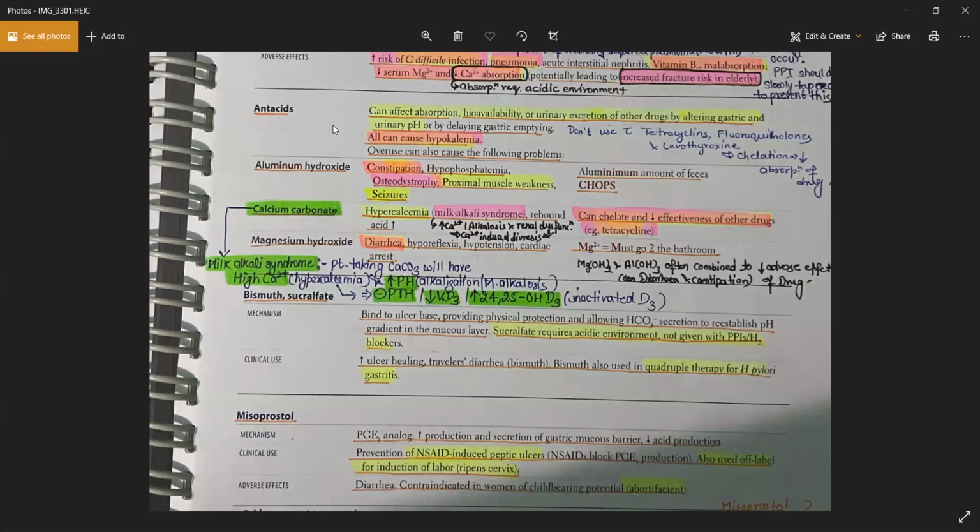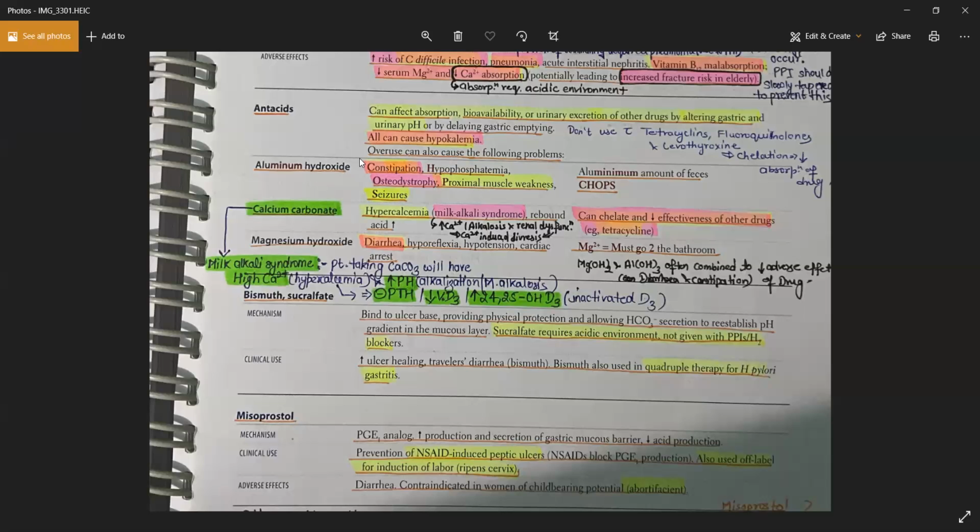Okay. For the side effects, they all can decrease the absorption of other ions or other drugs. We will discuss that soon. Don't worry. The bioavailability of the drugs and the excretion of other drugs are affected by interfering with the gastric pH and the urinary pH, right? So for the aluminum hydroxide, the side effects include constipation, very important. Hypophosphatemia, osteodystrophy could happen, and paroxysmal muscle weakness. You can forget all of these, but just remember that aluminum hydroxide can cause constipation and osteodystrophy.